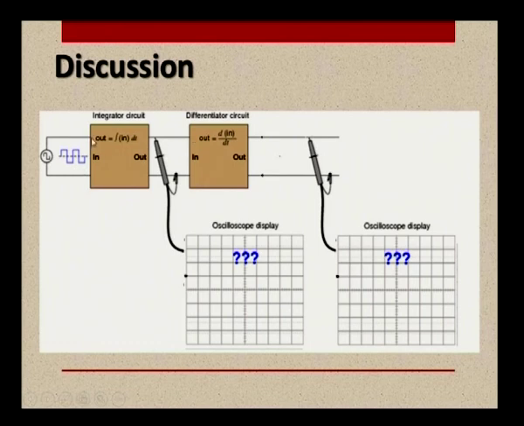What is the output of an integrator when it is given a square wave? If we know the answer, here we can give the correct waveform, and similarly the output of the integrator is given to this differentiator circuit, and this output we can represent here. We can make a wild guess in the beginning itself.